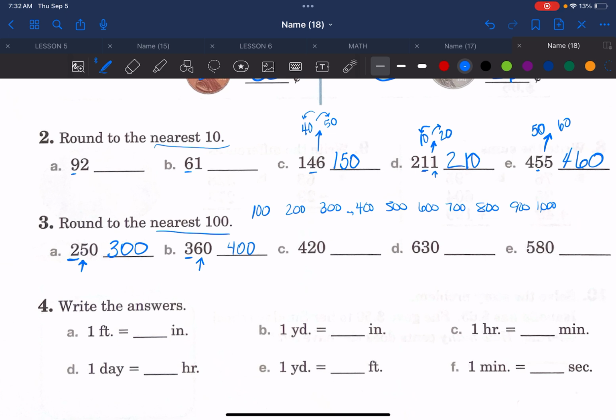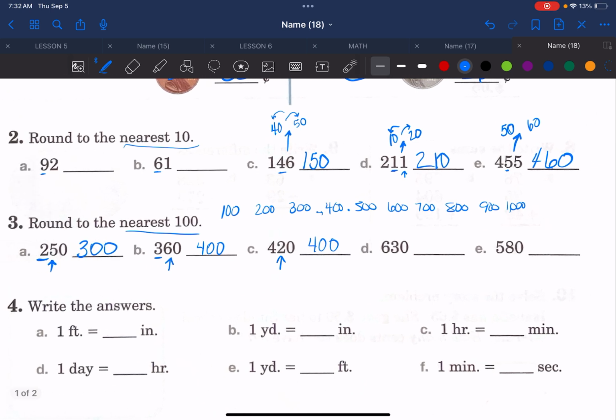Okay, 420. Where does 420 go? Well, 420 is after the 400. Okay, but when I look at the 2, am I going to round down to the 400 or up to the 500? Hopefully you said down to the 400.